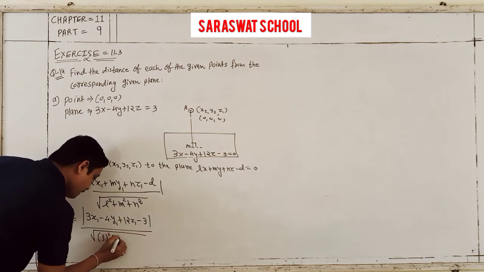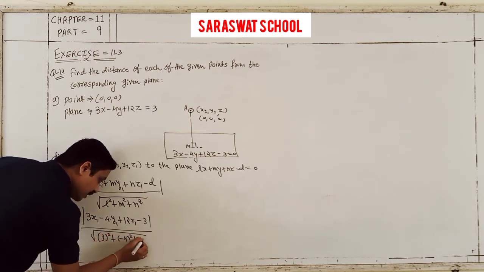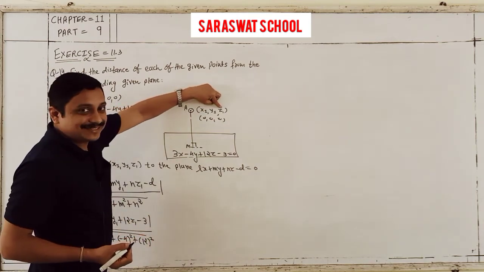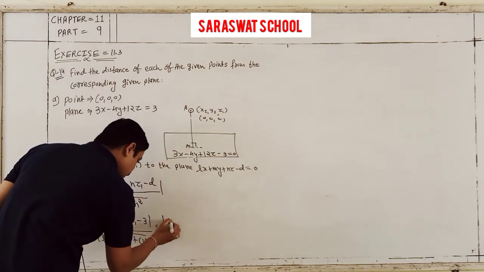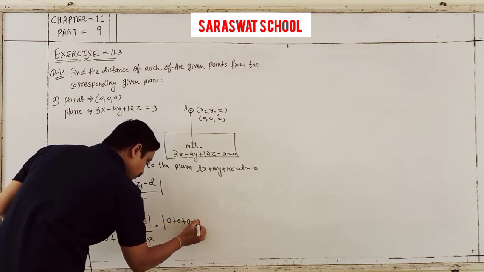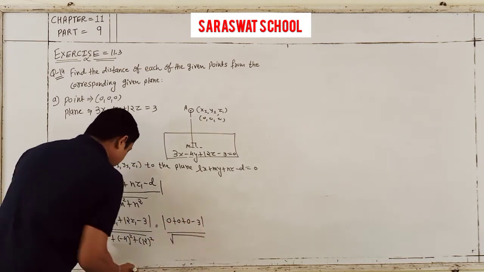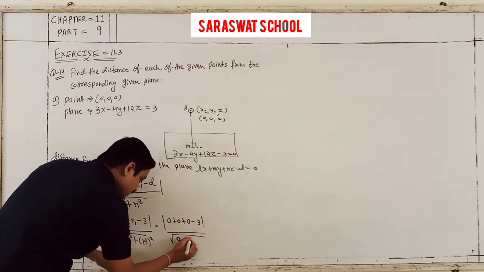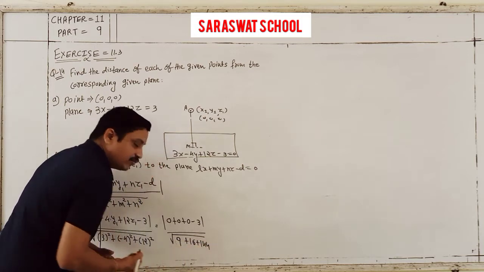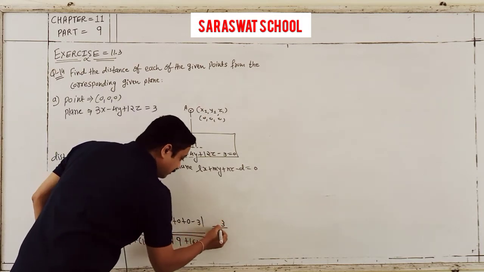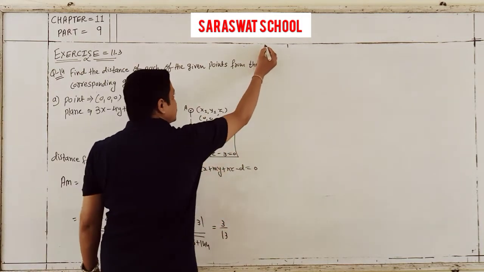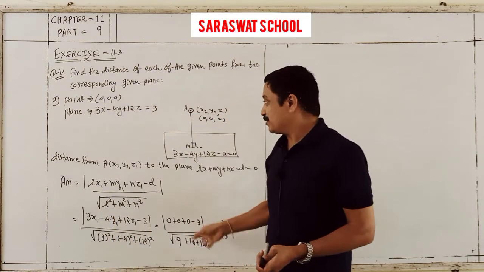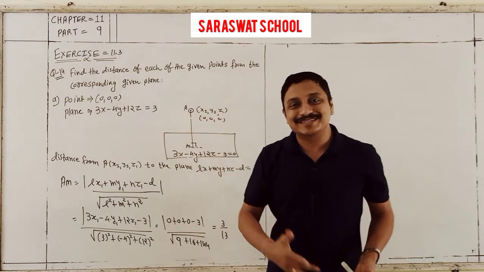the square root of 3 square plus minus 4 square plus 12 square. Here x1, y1, z1 is 0, 0, 0, minus 3, and the answer is: 3 square is 9, 4 square is 16, and 12 square is 144. It is 169. So the answer is 3 by 13, and that, students, is our first question, very easily done. The perpendicular distance from A to the plane is over.